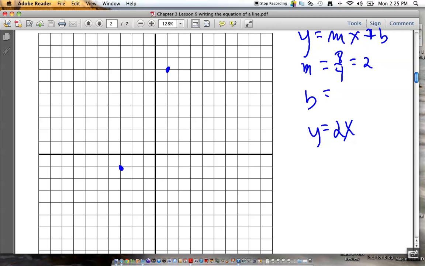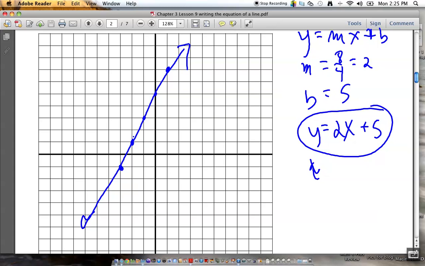So far, I have y equals 2x. Now, the next thing that we have to do is figure out the y-intercept. That's a little trickier. So I'm going to draw the line from here to here. Oh, 8 over 2 reduced to 2 over 1. So it's 8 over 2, which reduces to 2 over 1. And where did I cross the y-axis? Yes, 5 it is. So it's y equals 2x plus 5. And there's my equation.